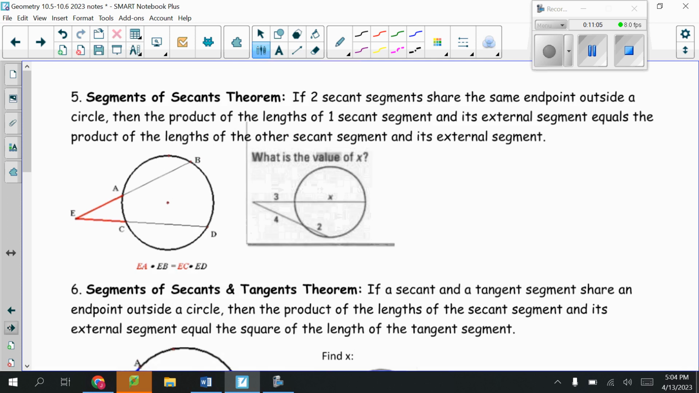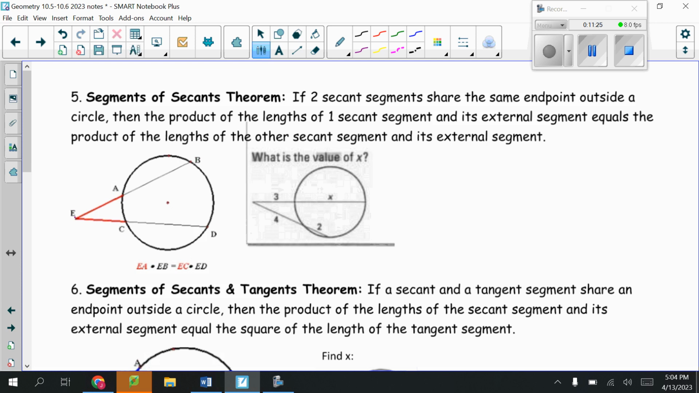So first we have the segments of secants theorem. If two secant segments share the same endpoint outside a circle, then the product of the lengths of one secant segment and its external segment equals the product of the lengths of the other secant segment and its external segment.